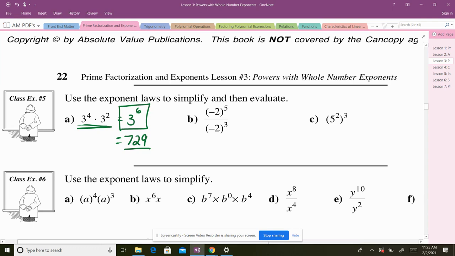Negative 2 to the 5th divided by negative 2 to the 3rd. Are the bases the same? Yes, they're both negative 2. So you subtract the exponents. I'm going to write this out, you don't have to write it all out. Negative 2 to the 5 minus 3, which is negative 2 squared, and then you're going to tell me the answer is 4.